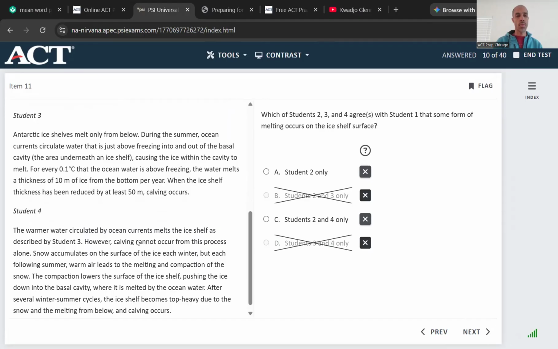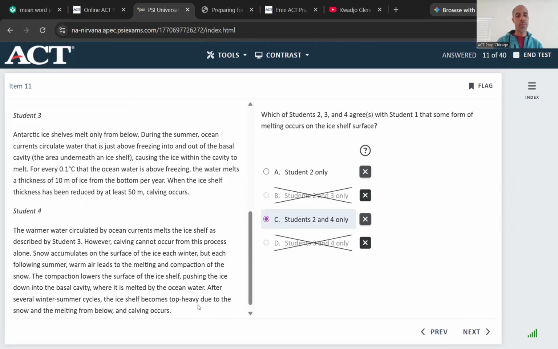Having warming water, yeah. However, calving cannot occur. Snow accumulates on the surface, but each following summer, warm air leads to the melting and compaction of the snow. This says that some form of melting occurs on the ice shelf surface. They did say melting by the ocean, but warm air leads to the melting and compaction of the snow that's on the surface of the ice. It would be student two and four.